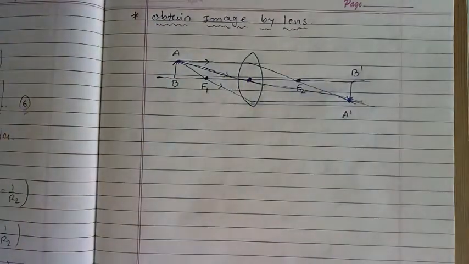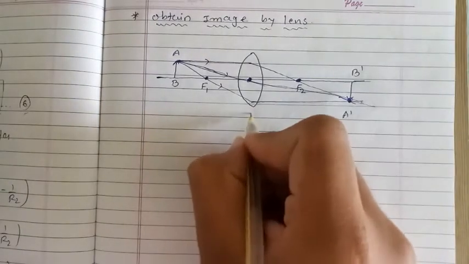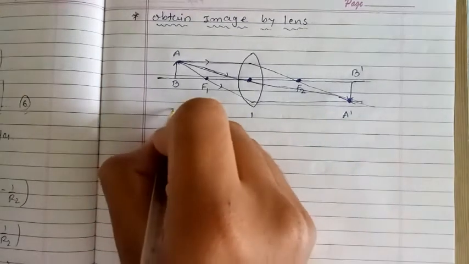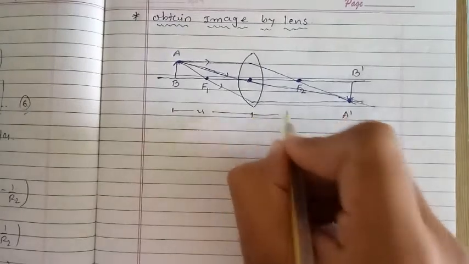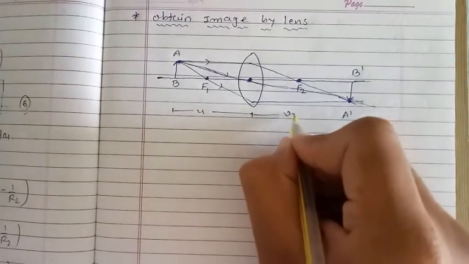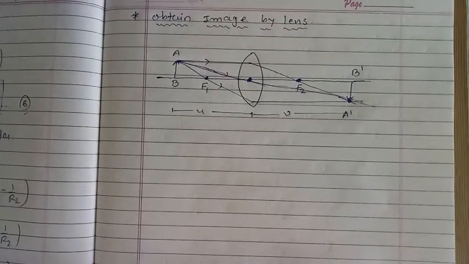So by this process we can get an image of an object by using a convex lens. Now we know that the distance from the optical center to the object is known as the object distance u. The distance between the optical center and the image is called the image distance v, right?